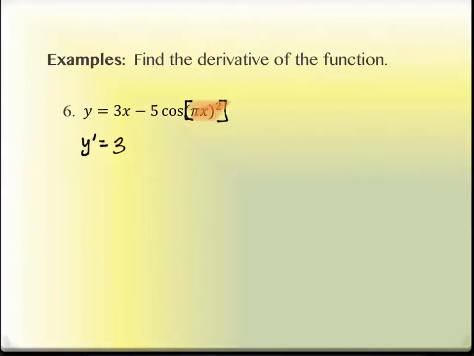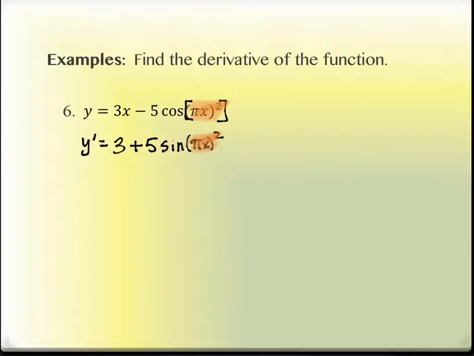So what's my outside function for this particular portion of the problem? It's the 5 cosine. So what's the derivative of cosine? Negative sine. So this will become positive 5 sine. And the part that's in orange gets rewritten. So pi x squared. That's my orange piece, the inside function.